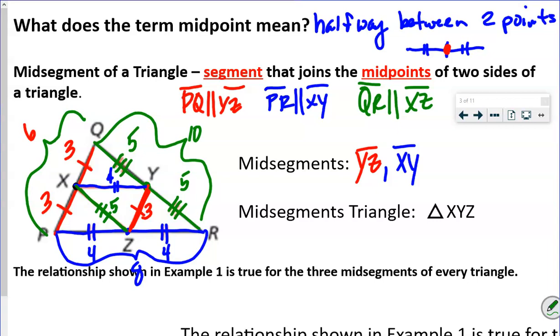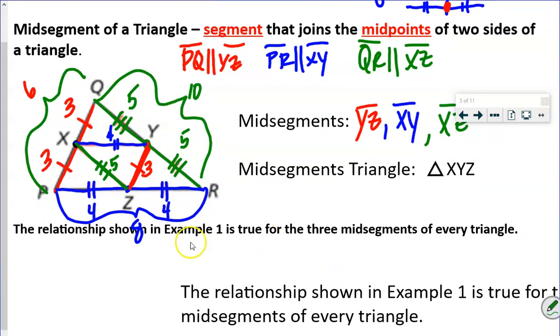So our final midsegment, by the way, was Z. So the midsegments of triangle XYZ are these: YZ, XY, and XZ. Do you see it? So the relationship shown in example 1 is true for the 3 midsegments of every triangle. So this is always true.